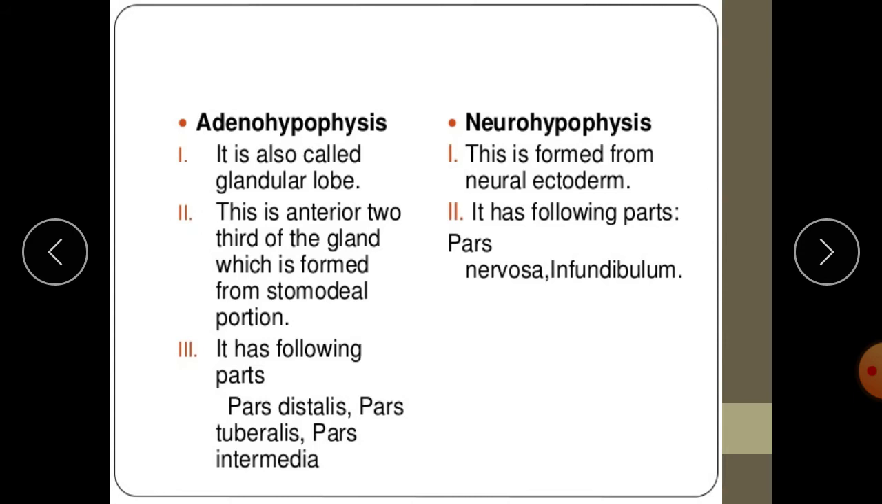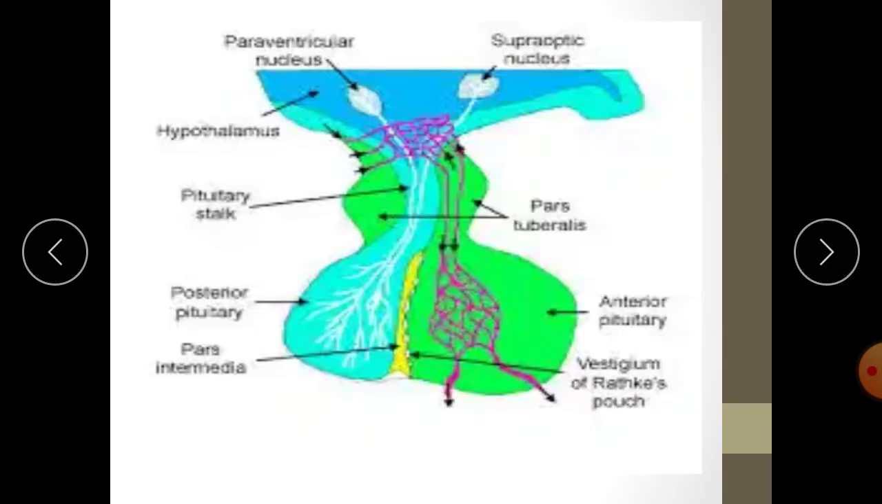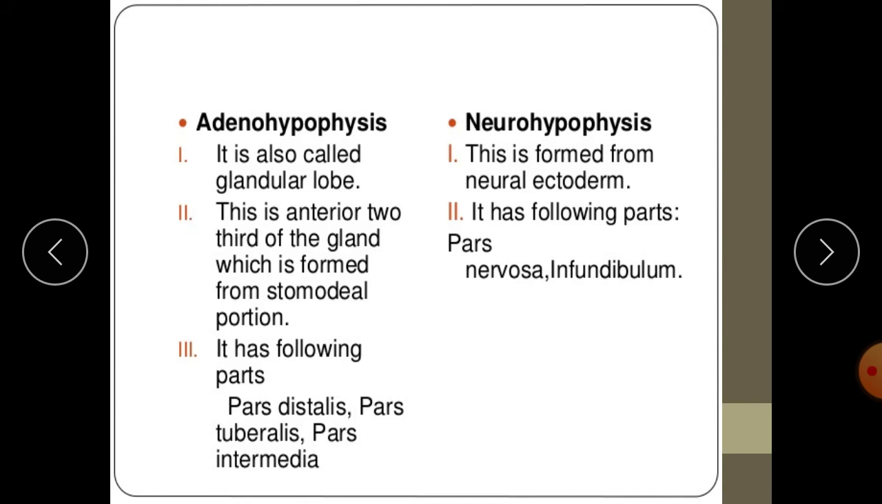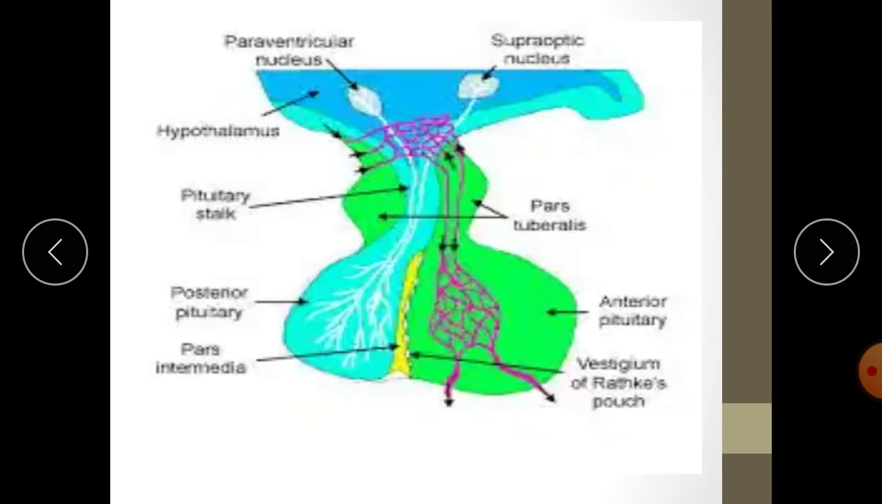Next, the neurohypophysis, the posterior pituitary. The neurohypophysis is formed from neural ectoderm. Neural ectoderm takes part in the formation of the neurohypophysis. It has the following parts: pars nervosa and infundibulum. This is the infundibulum, and this one is the pars nervosa. So the stalk of the pituitary gland and the pars nervosa.